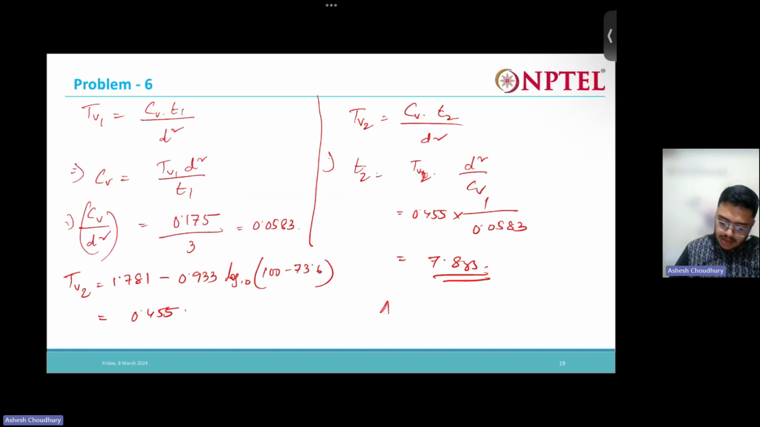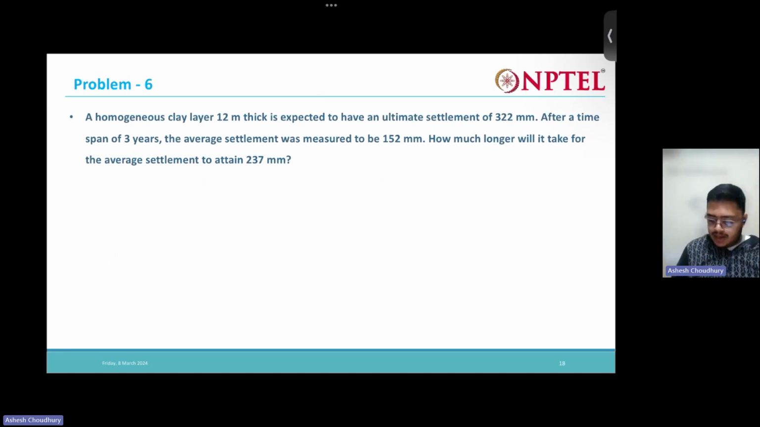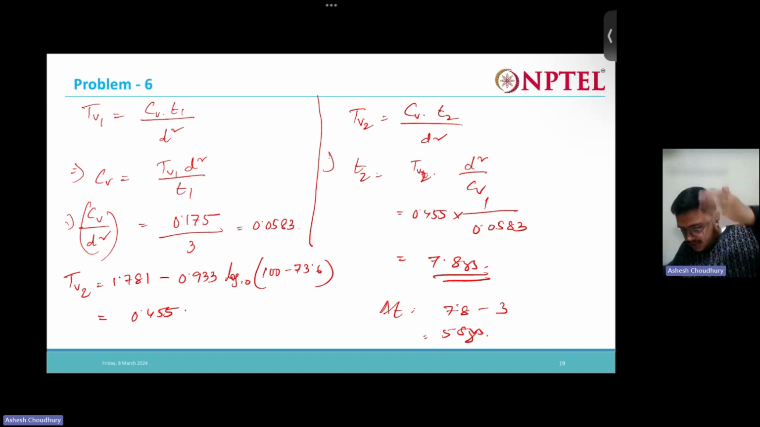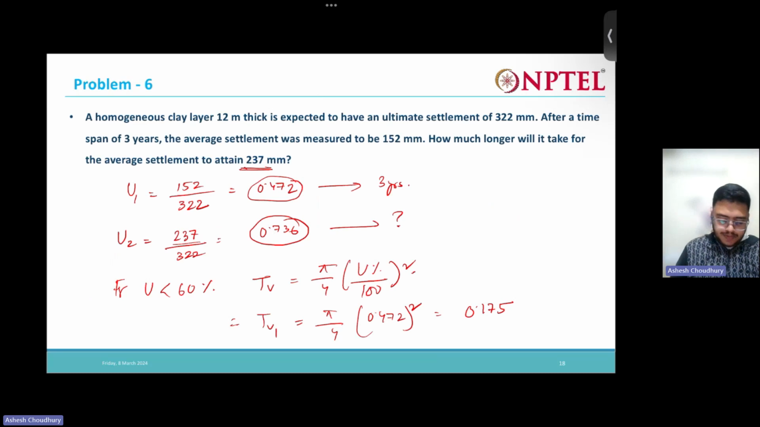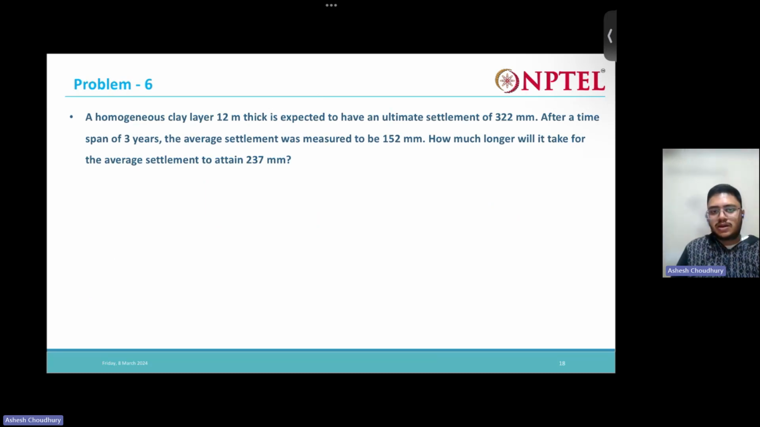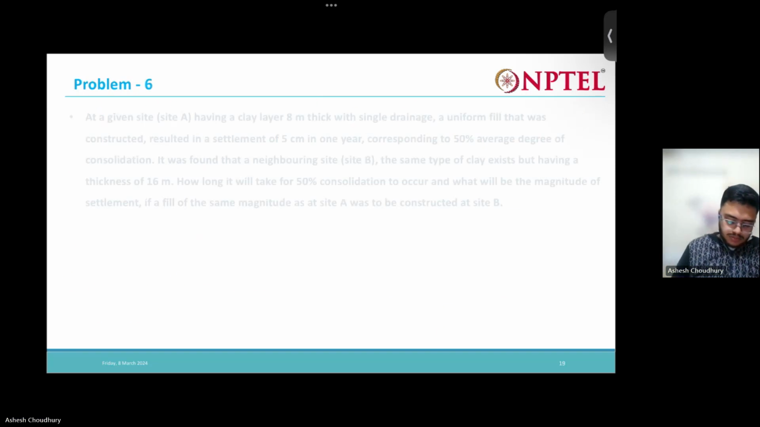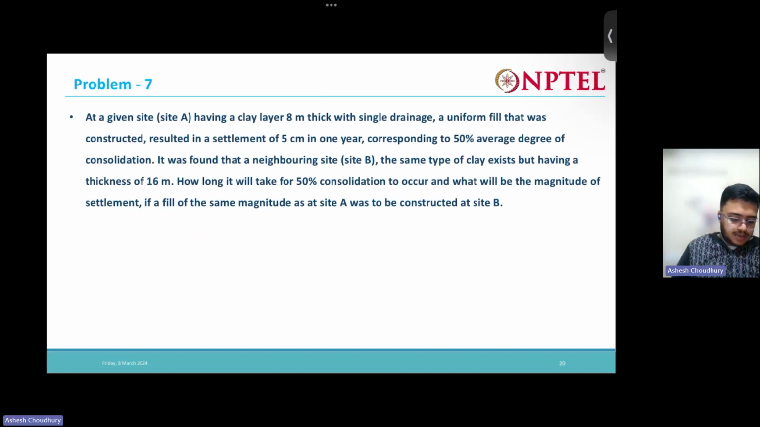That means delta t is, after 152 mm settlement, not 5.8, 4.8 more years are actually required to achieve a total of 237 mm settlement. Okay, the problems are quite simple. Directly you have to use the relation and find it out. All right, let's see the next problem.